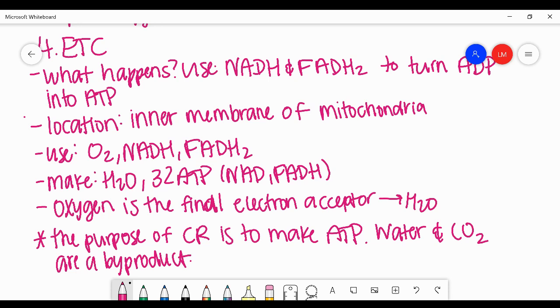And that is all I have for you for cell respiration for now. We'll pick up with part 2 next time.